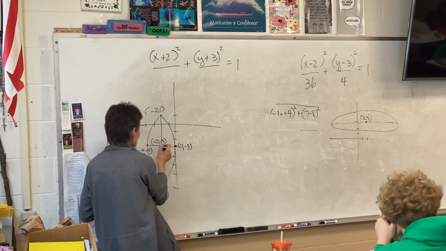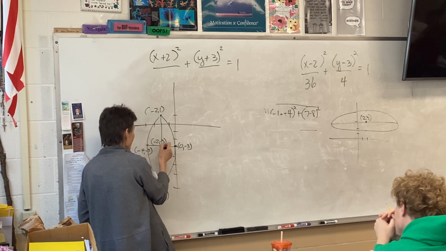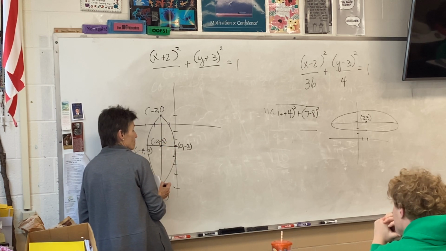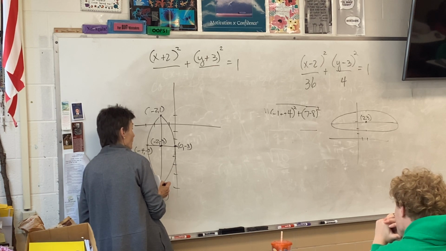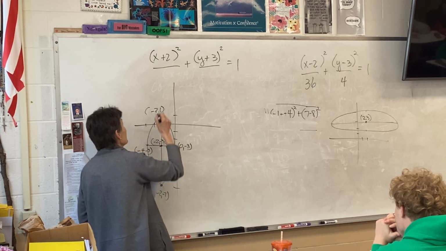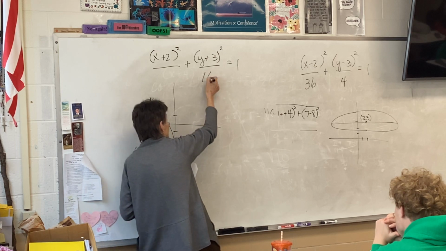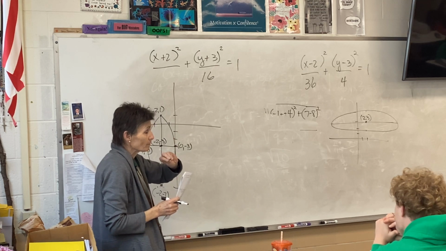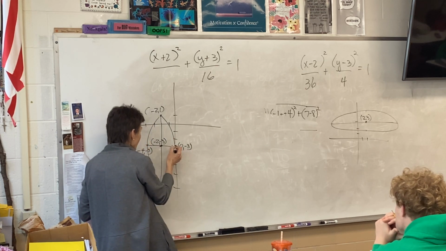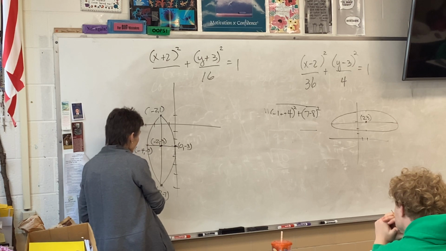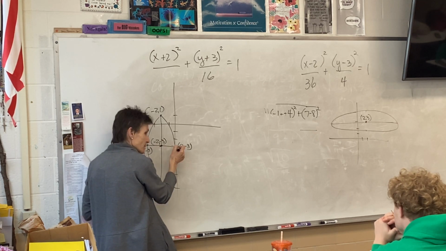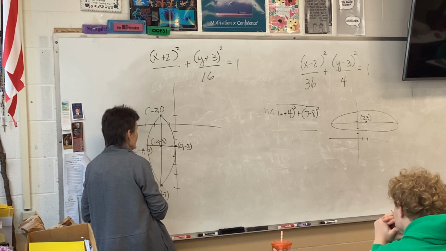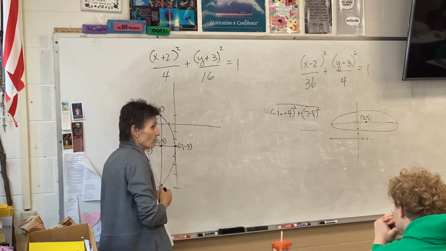Now, if that's the center, how far up and down did I go? I went up and down 4. So, well, the total is 8, but I need to know what number goes under y. So 16 is going to go under there, because I went up 4 and down 4. Now, what about sideways? How far sideways did I go? Went from -2 to 0. How far is that? 2. So this number is a 4.